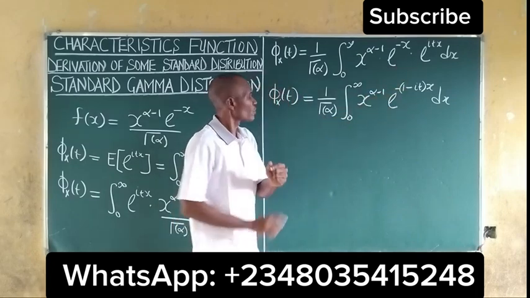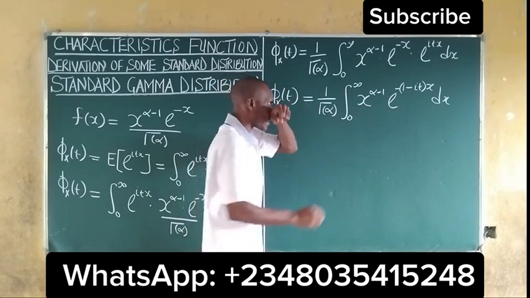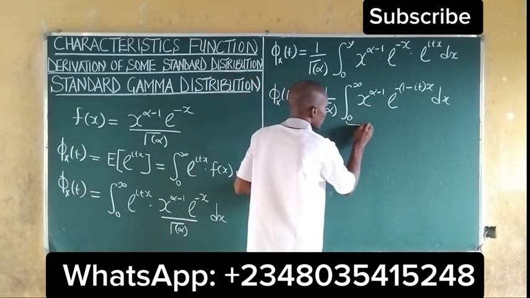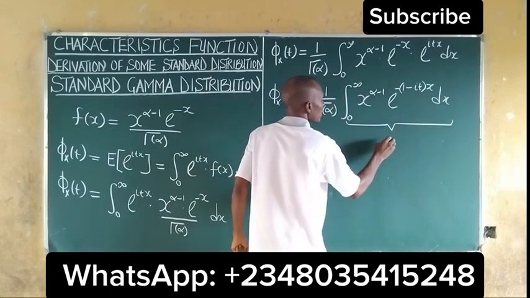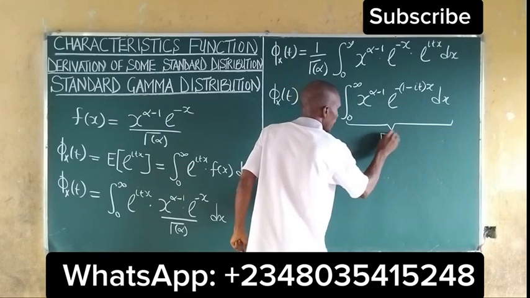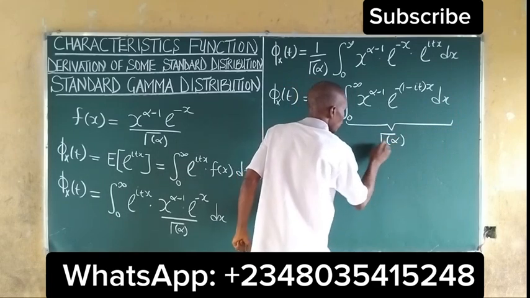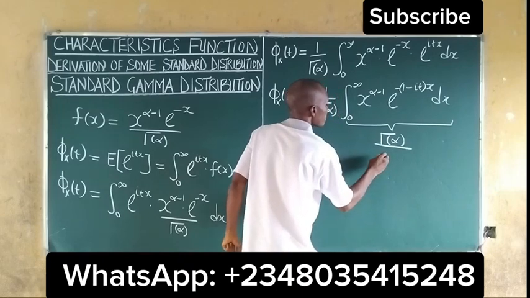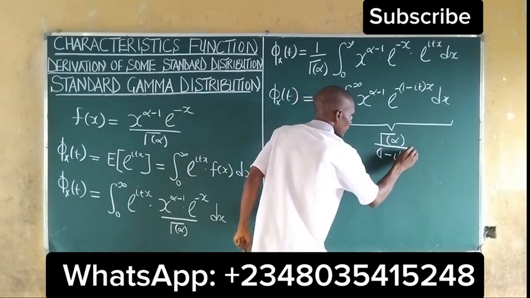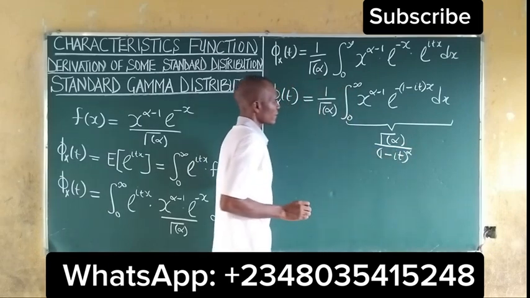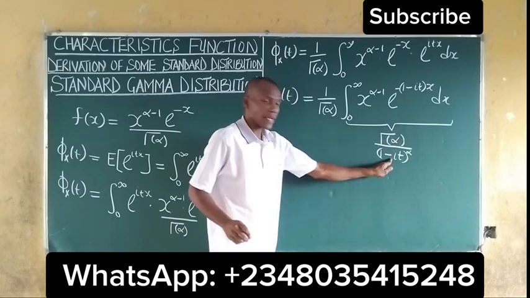Of course, we know from our gamma function that this integral we have written means the gamma function all over 1 minus it, raised to alpha. So the whole of this implies this.